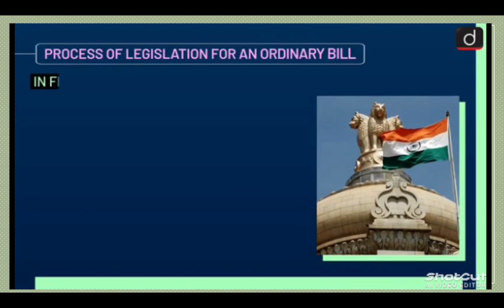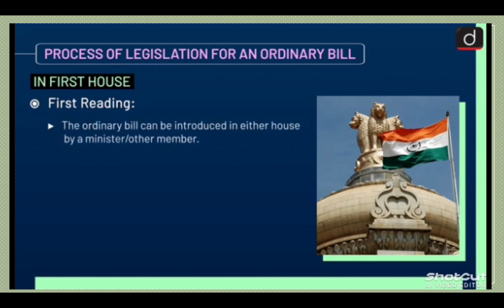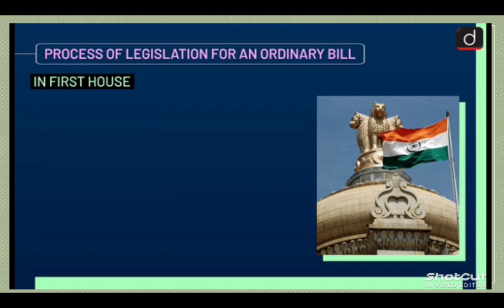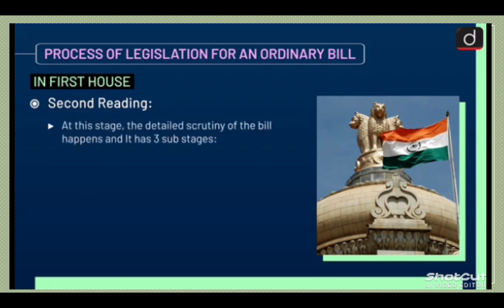In first house, first reading. The ordinary bill can be introduced in either house by a minister or other member. Upon grant of leave by house, the member reads the title and objectives, but no discussion happens on this bill at this stage. Following this, the bill is published in Gazette. Second reading. At this stage, the detailed scrutiny of the bill happens and the bill takes full shape.